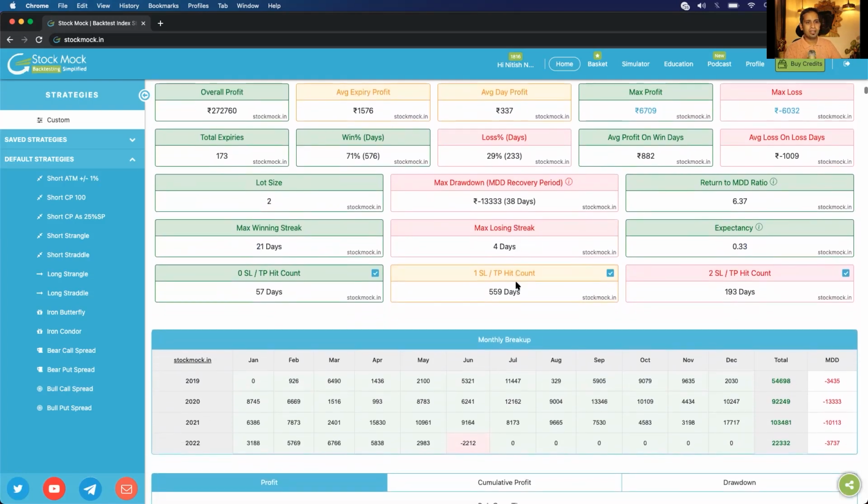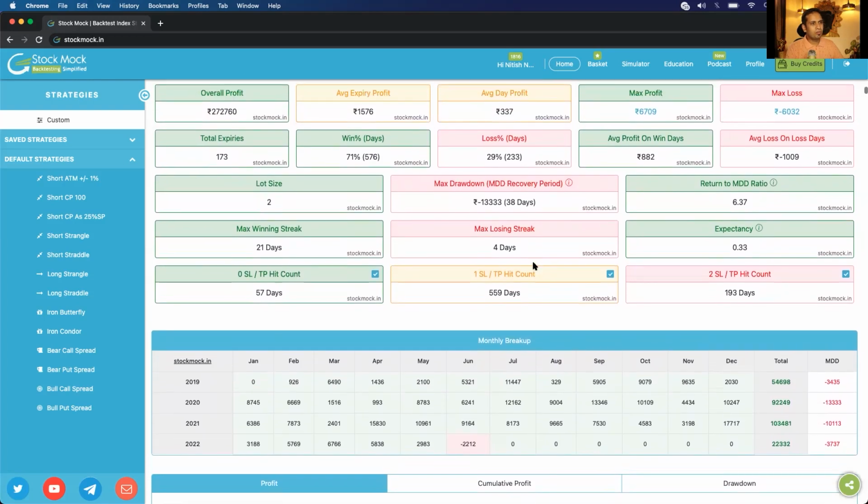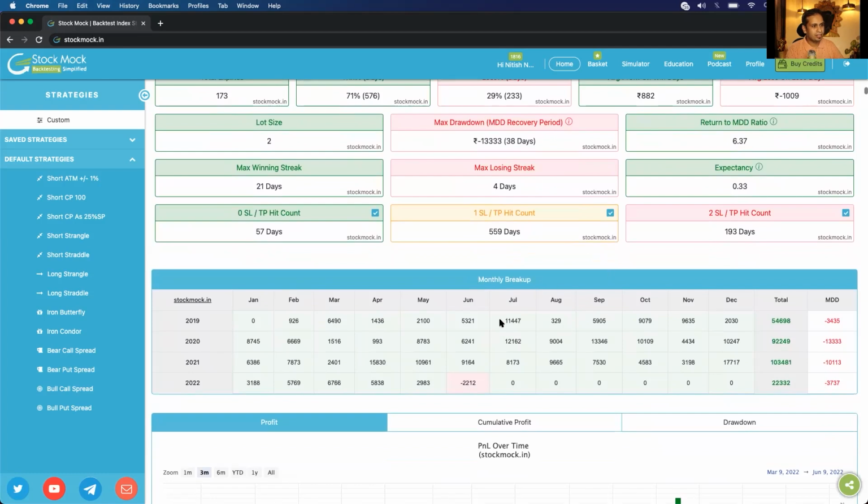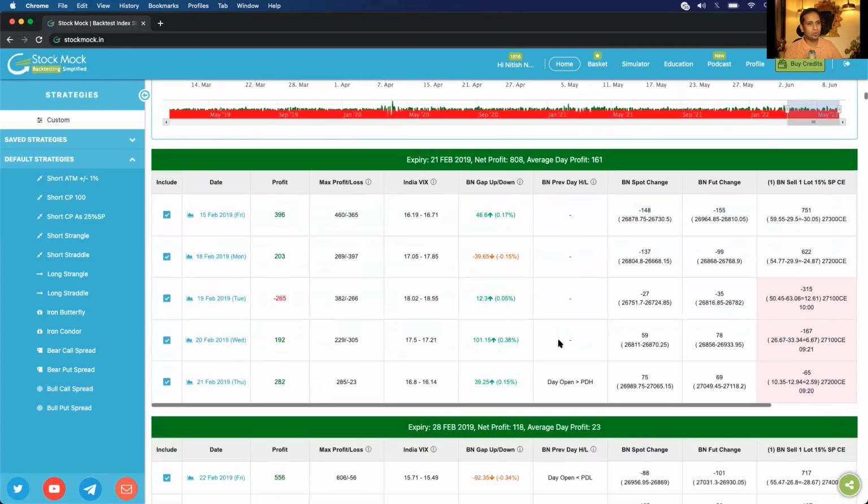So you tell me, how do you find this result? 13,000 something is the drawdown. So if you are choosing 2 lakh as capital, it is less than 10% in that case. 70+% is the win rate, not bad. And 337, obviously the day profit can be increased a lot. The monthly numbers are also fine. So I'll just go here and show it to you.